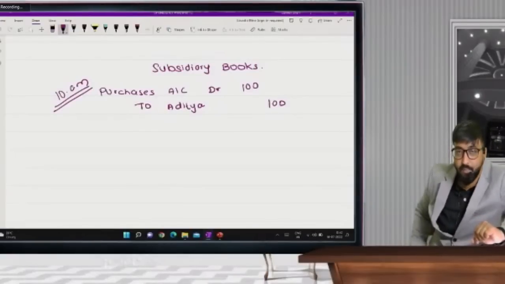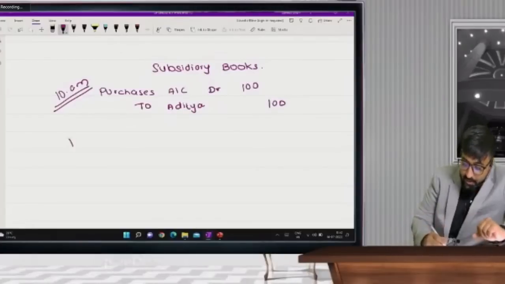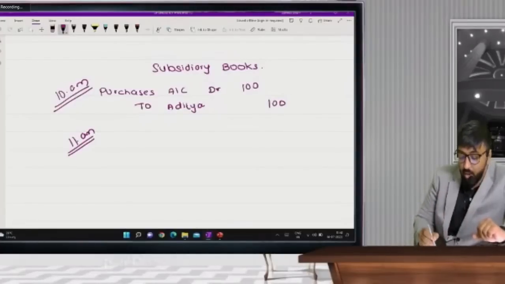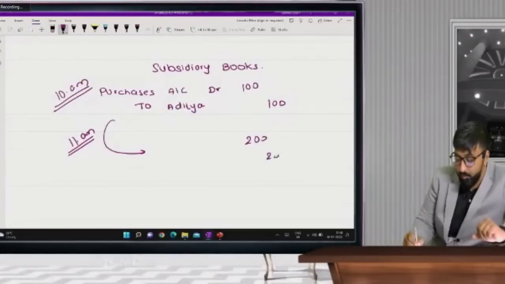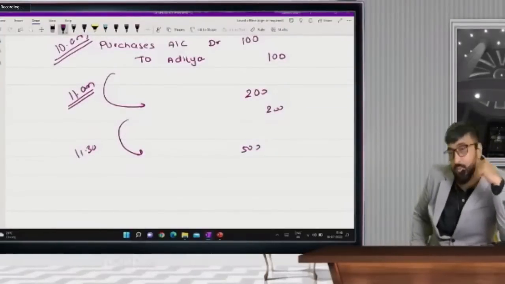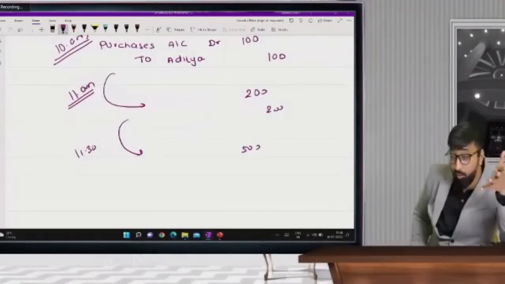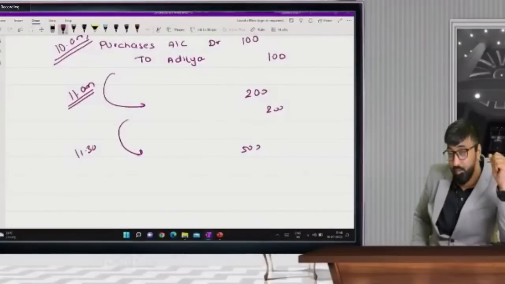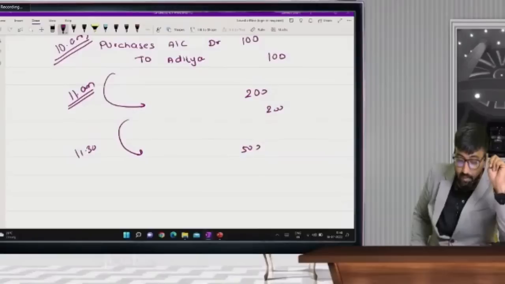Again, I need some goods. I visited Aditya's premises. Again, same entry of ₹200. At 11:30, same entry of 500. Aditya gets confused. My accountant is also confused. Sir, how many times are you purchasing goods from him? And if I record these entries every time, only for one party, Aditya, and record it for minimum 100 times, it's a very boring job.